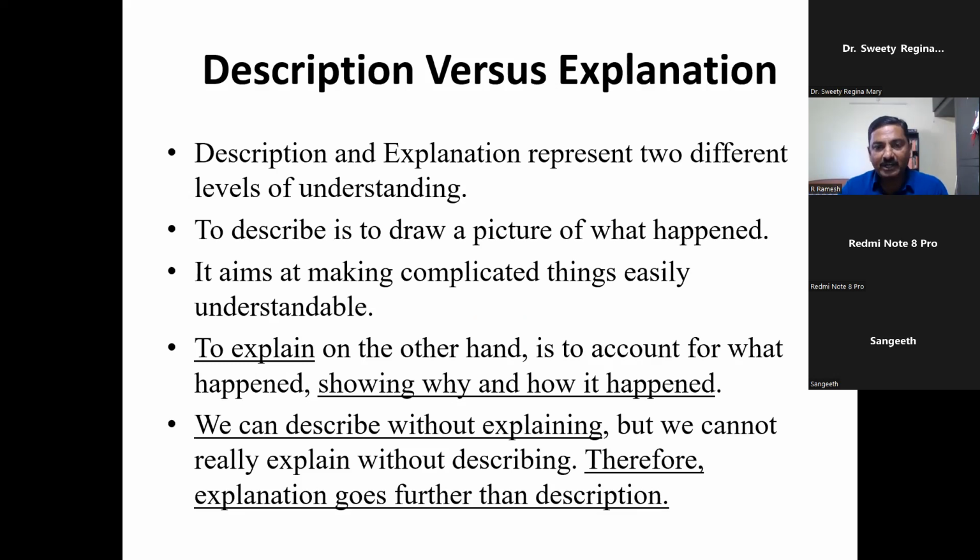By descriptive studies, what is meant is that you are going to draw a picture of what happened. That's all. You just explain what happened. You don't go into explanations, right? To explain means to account for what happened and show why and how it happened. Sometimes it is possible that we can describe without explanation, but we cannot really explain without describing. You must first describe, and later go for explanation. Therefore, explanation goes further than description.